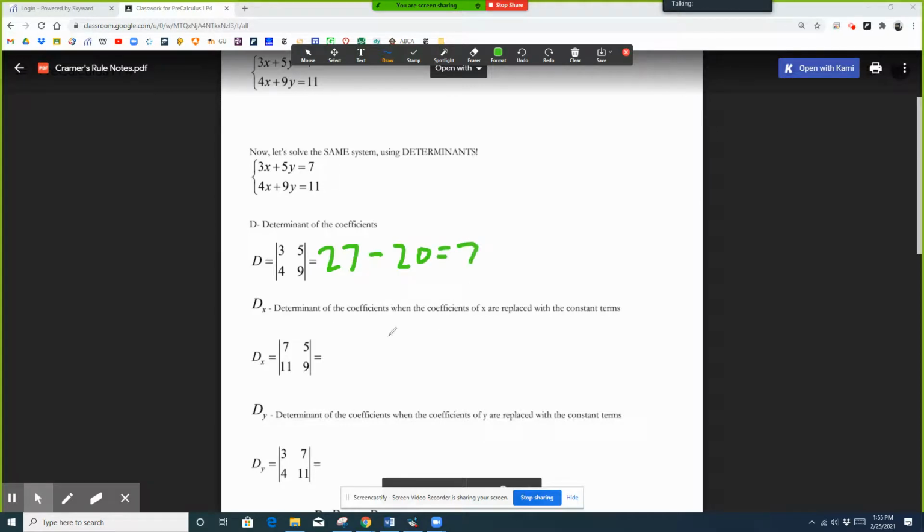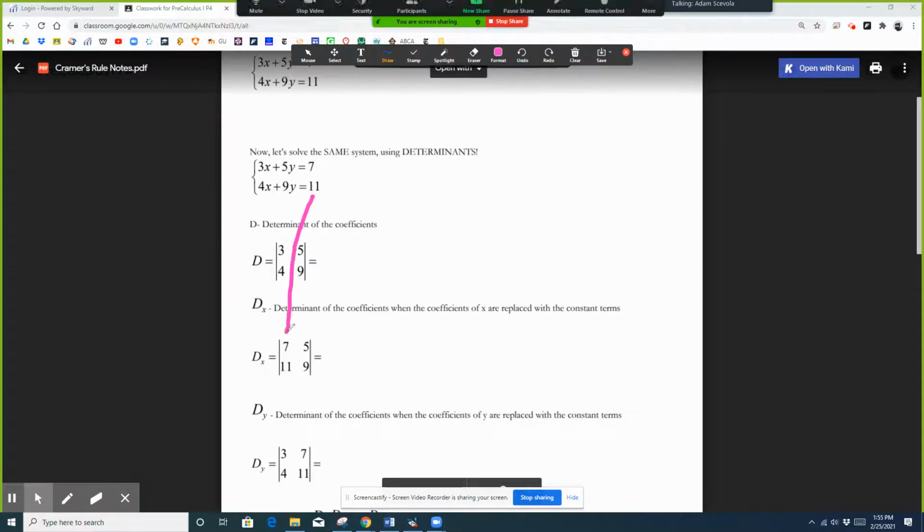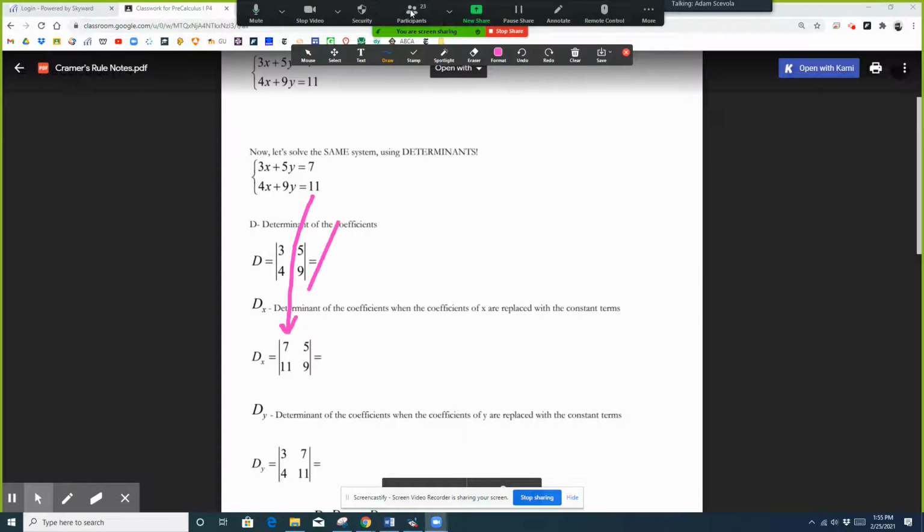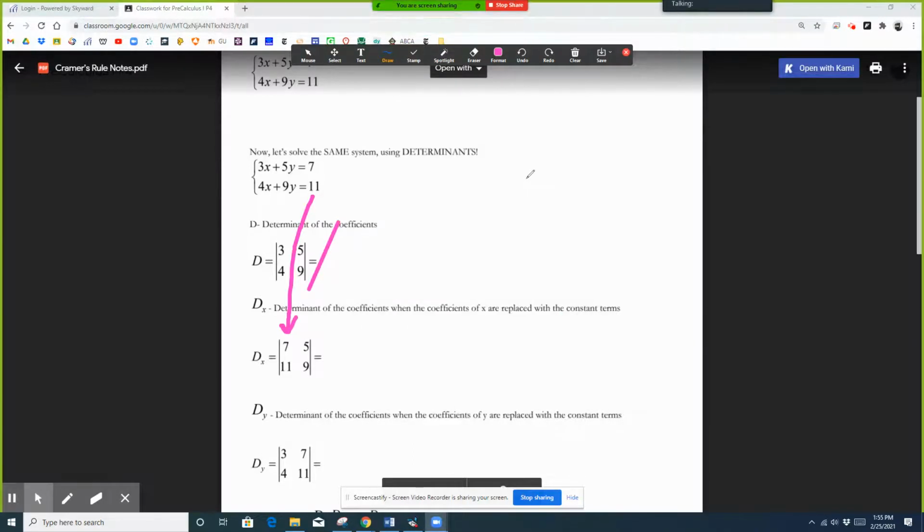Okay. Now Dx means you take D, the determinant of this coefficient matrix, and remember, this column were the coefficients in front of x, and this column were the coefficients in front of y. So Dx means you replace x, so you replace that column with the constants, like with that answer. So 7, 11 go into this first column now. And now we're going to find the determinant of that.